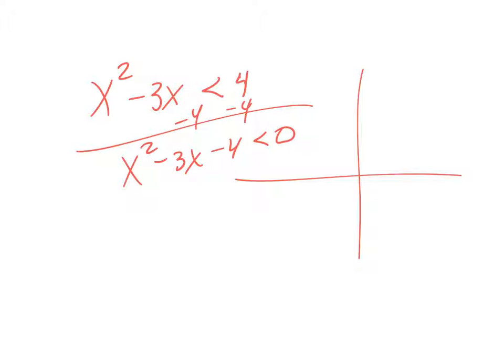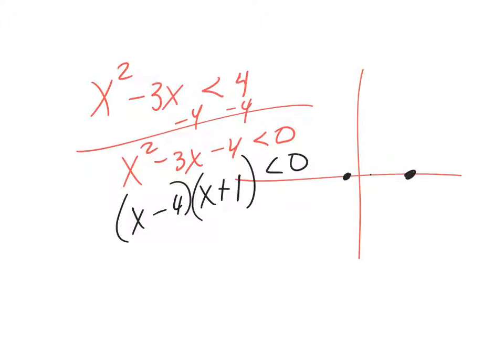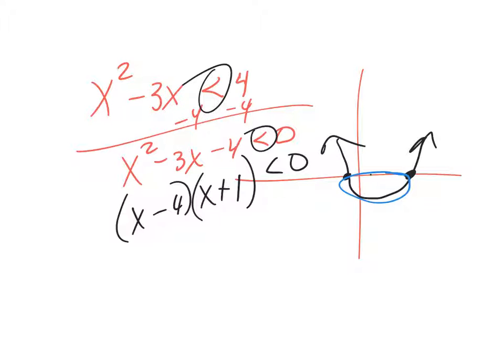Tried to make this one factor. Did it factor? Excellent. X minus 4, x plus 1. I'm feeling like I got roots here at -1 and +4. And it's a parabola that goes like that. And yet I want it to be less than 0. When is my parabola less than 0? Well, kind of right in this little zone here. How do you say that? This is -1 and this is 4, so you'd say it's from -1 to 4.